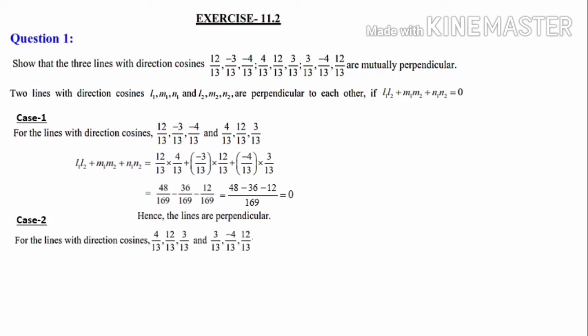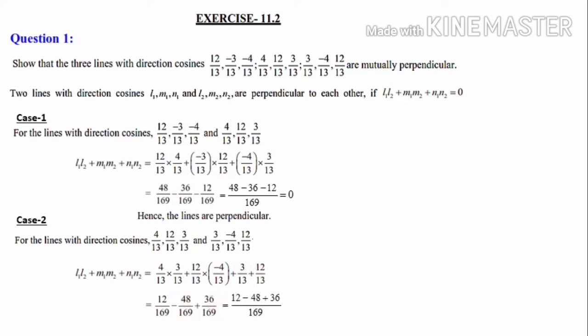Then second case, we will take second and third line. For the lines with direction ratios 4 by 13, 12 by 13, 3 by 13, again 3 by 13, minus 4 by 13, 12 by 13. As before, L1 L2, M1 M2, N1 N2 sums we have to take, that is 4 by 13 into 3 by 13 plus 12 by 13 into minus 4 by 13 plus 3 by 13 into 12 by 13. That is equal to 12 by 169, minus 48 by 169, plus 36 by 169. If you take common denominator, 12 minus 48 plus 36, 12 plus 36 is 48, 48 minus 48 is 0, 0 by 169 is 0.